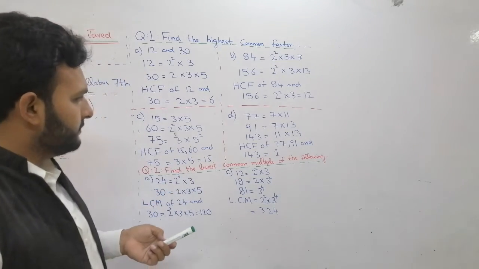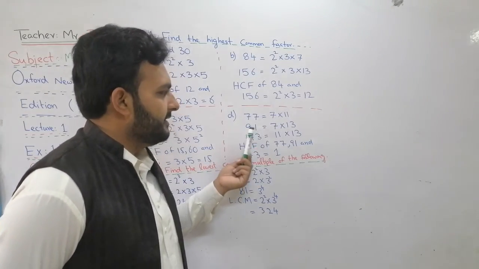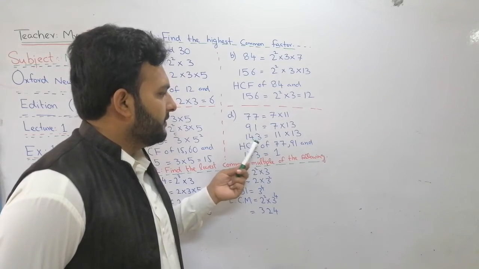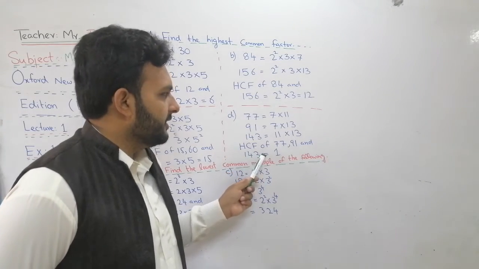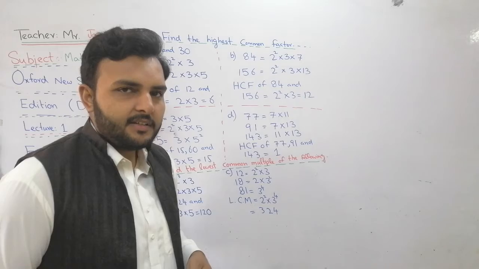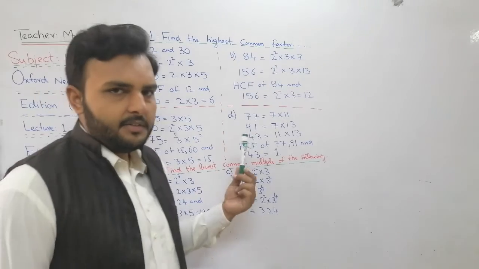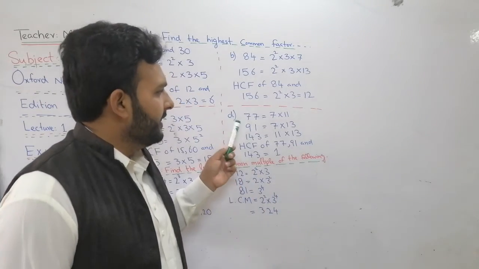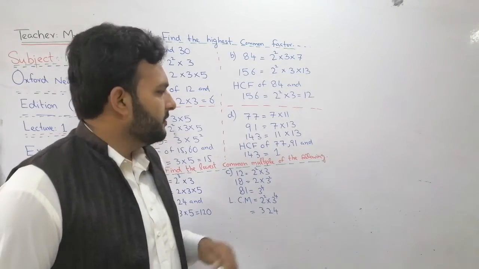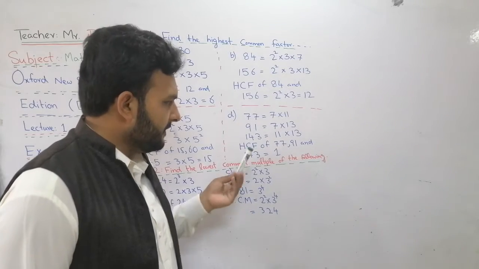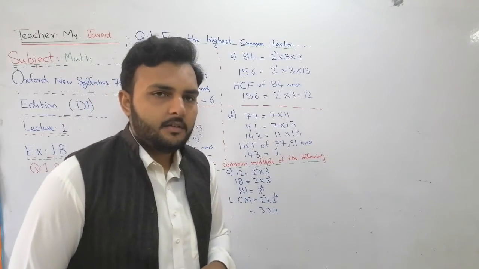Clear, all the students? Now 77, which is 7 into 11; 91, which is 7 into 13; and 143, which is 11 into 13. So the HCF of 77, 91 and 143. Look, that is a very important question. Here nothing is common in all three. Students, one thing to note: you can find the prime factorization in front of your question, no issue, but if you know, you can also do it with the help of a calculator.